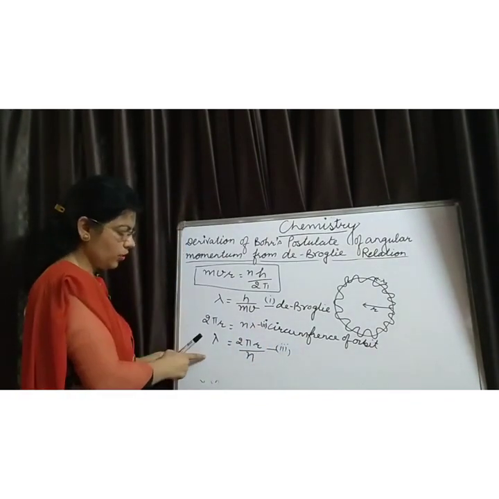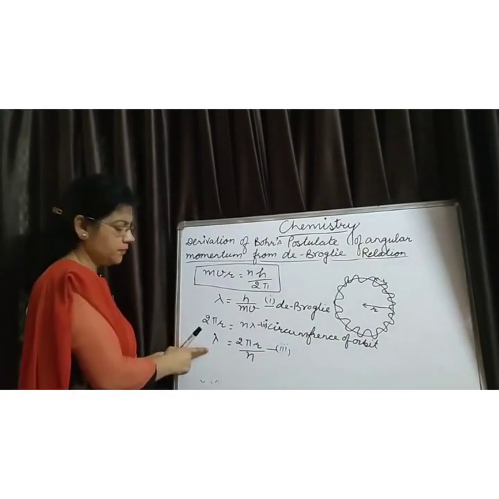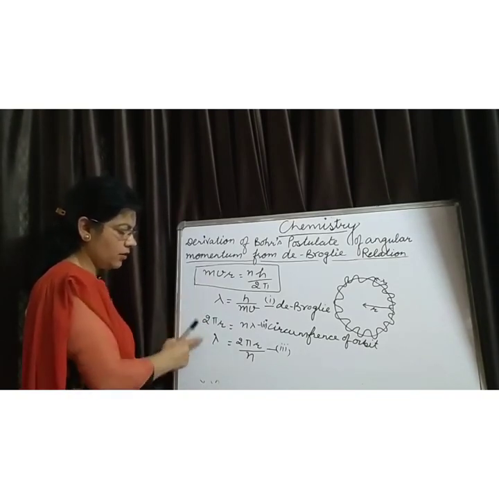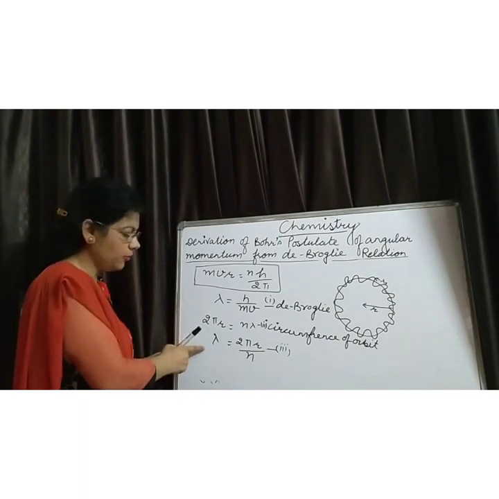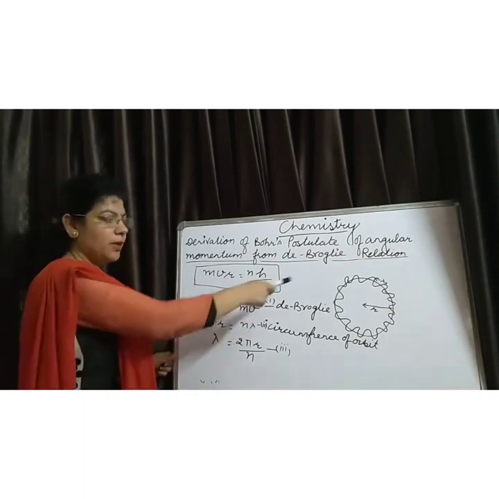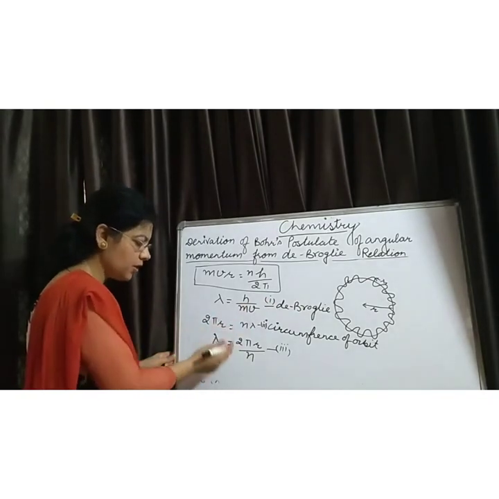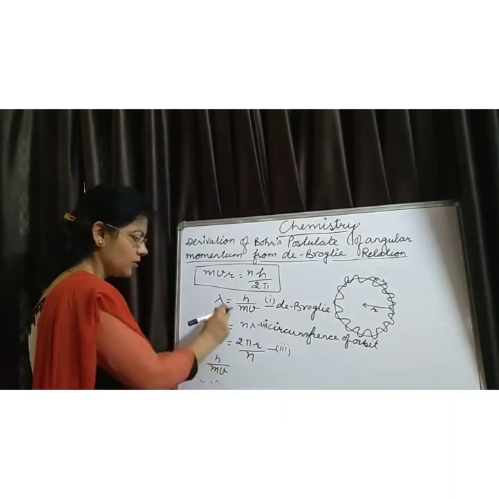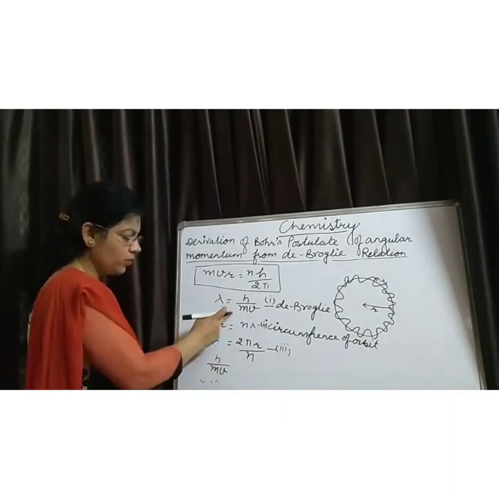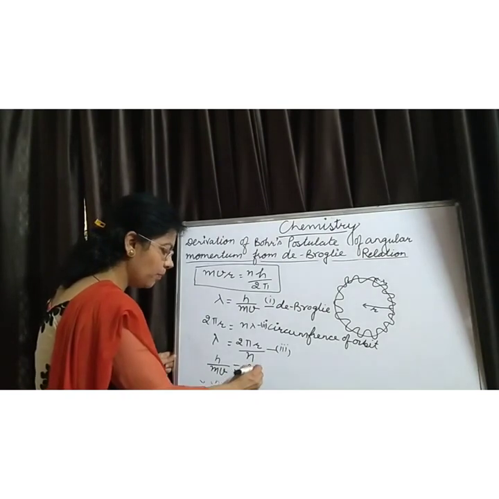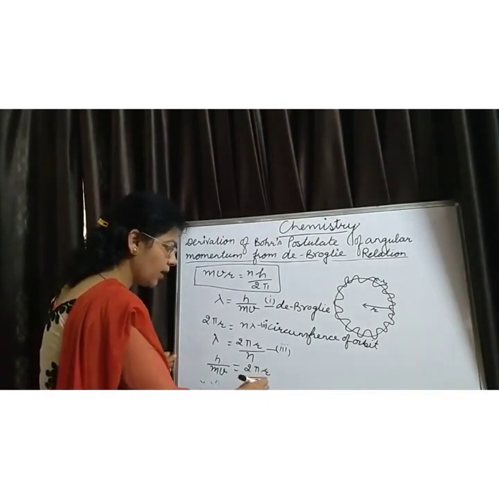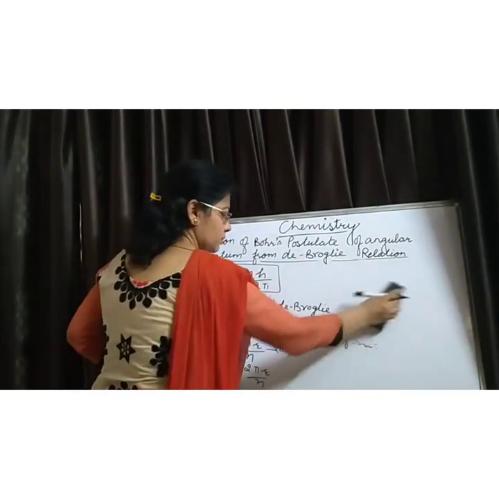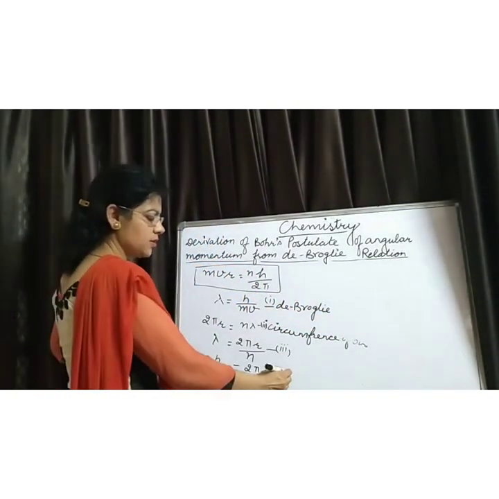Now compare these two equations, first and third, in which we have calculated the value of wavelength, as these two are the wavelength for the electron revolving in a particular orbit. By comparing these two equations, we get h upon mv is equal to 2 pi r upon n. Let this be equation 4.